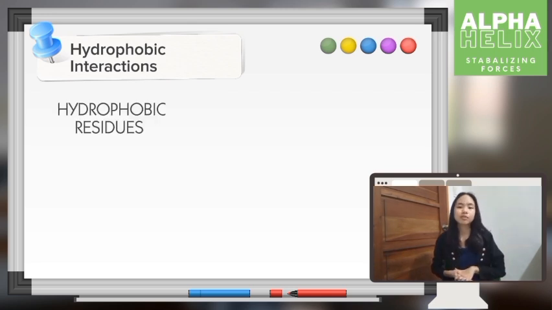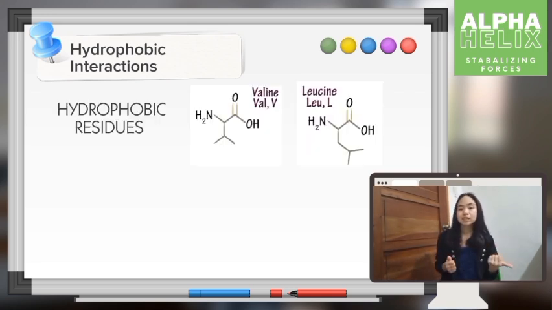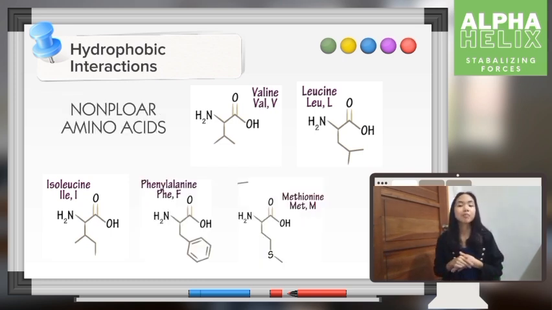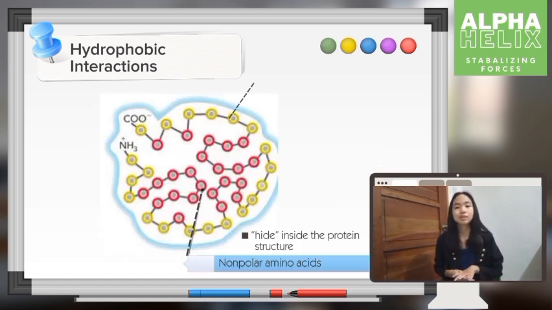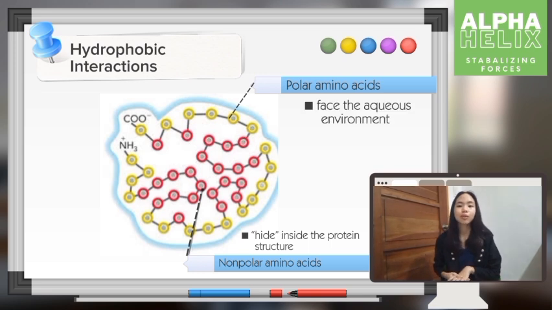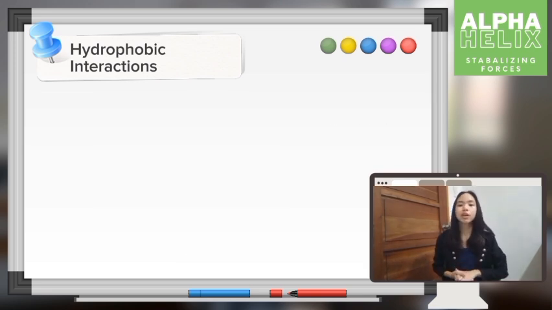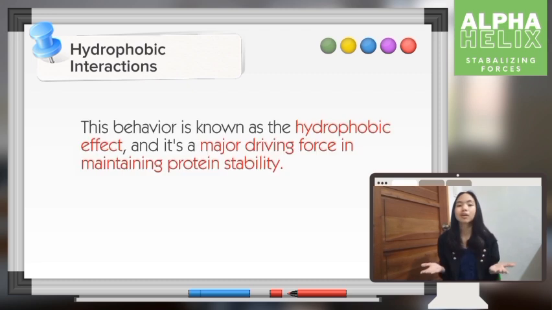So hydrophobic residues such as valine, leucine, isoleucine, phenylalanine, and methionine are non-polar amino acids that tend to avoid contact with water. So in protein folding, these residues hide inside the protein structure, while polar or charged residues face the aqueous environment. This behavior is known as the hydrophobic effect, and it's a major driving force in maintaining protein stability.